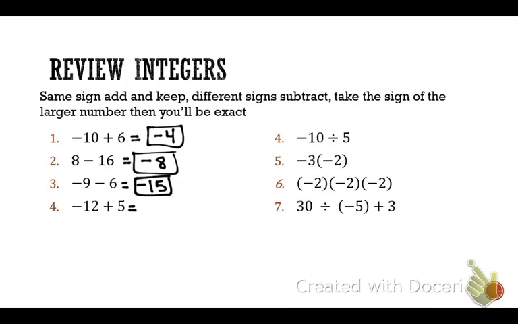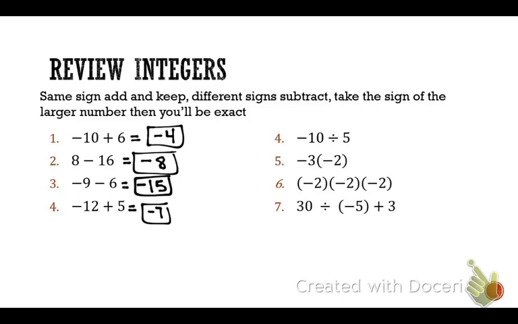All right, answer the last one if you haven't already. Negative 12 plus 5. Okay, so negative 7. Now let's talk about multiplication and division. This is a different set of rules with integers. We use our even-odd rule. We count how many negatives are in the expression.